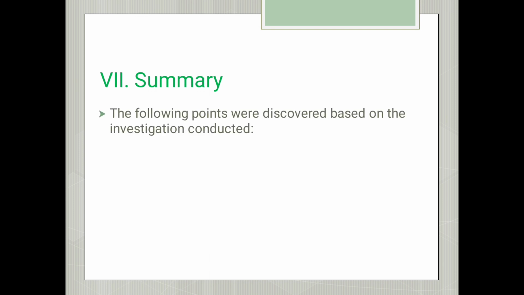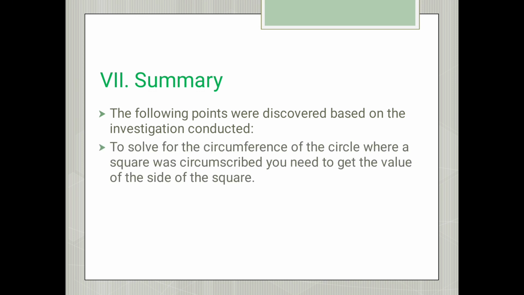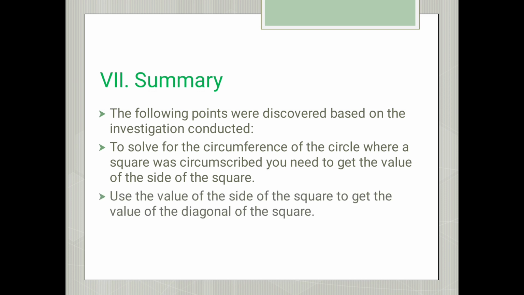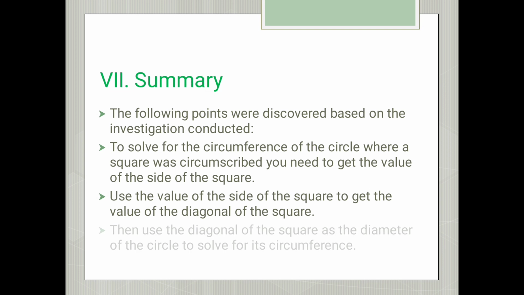Okay, then the last step, which is the summary. The following points were discovered based on the investigation conducted. To solve for the circumference of the circle, where a square was inscribed, you need to get the value of the side of the square. Use the value of the side of the square to get the value of the diagonal of the square. Then use the diagonal of the square as the diameter of the circle to solve for its circumference.